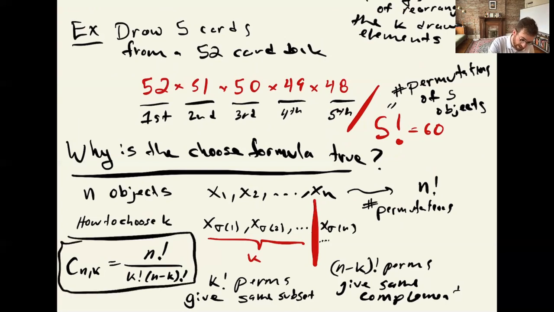So by taking n factorial permutations and then recognizing that amongst all of those permutations, of which there are n factorial many, there are going to be k factorial of those that give the same subset just by rearranging the elements in your hand. And then similarly in the deck of cards, you can permute any of the n minus k elements that were not in your hand. And that will also give you the same hand. So by taking n factorial and then dividing out the number of permutations that leave you with the same result, you then get the answer.